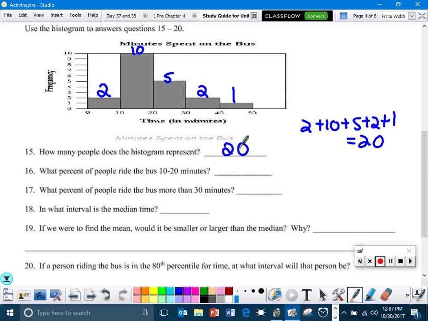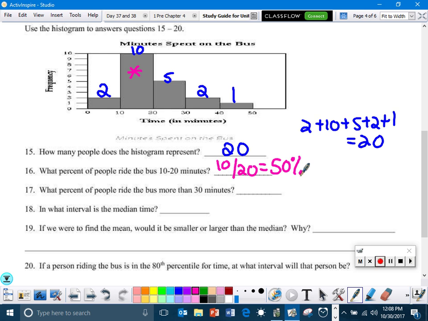What percent of people ride the bus 10 to 20 minutes? All right, well, that's where we have to make a fraction. So there are, right here, let me color code this. This is the 10 to 20 minutes. There are 10 people out of 20. Well, that's easy. That's 50%.